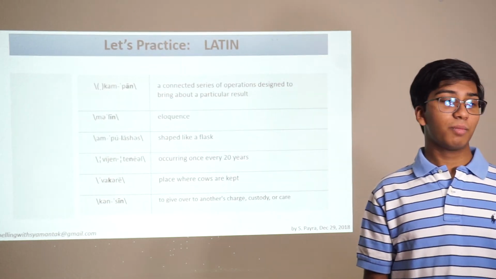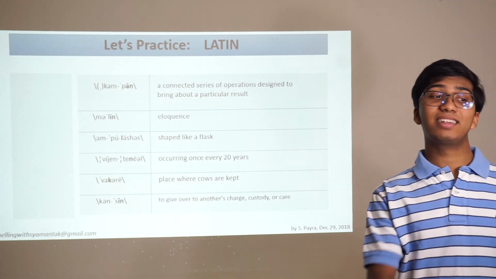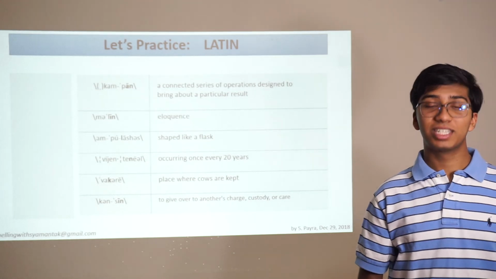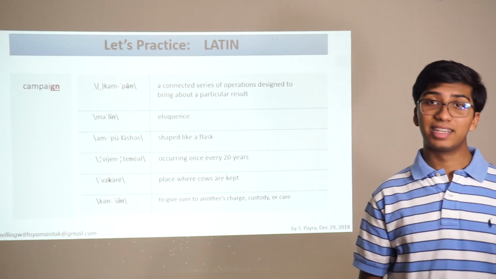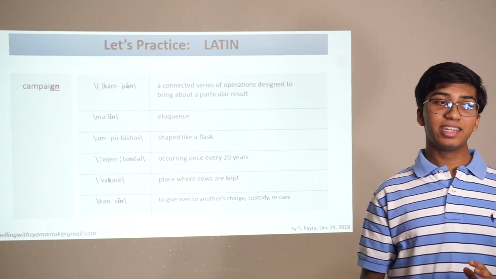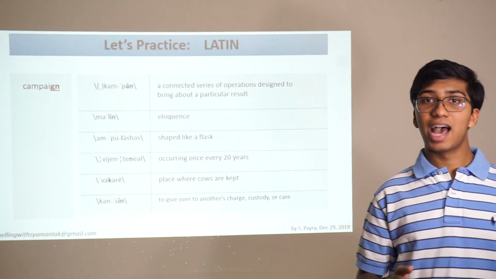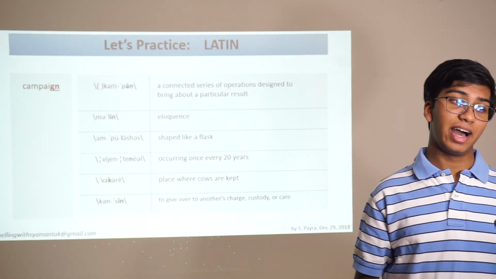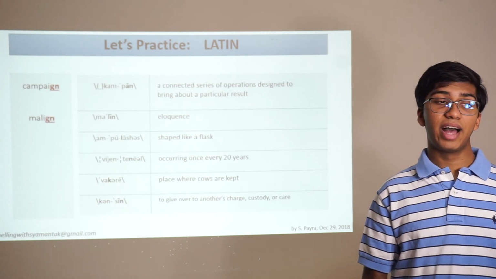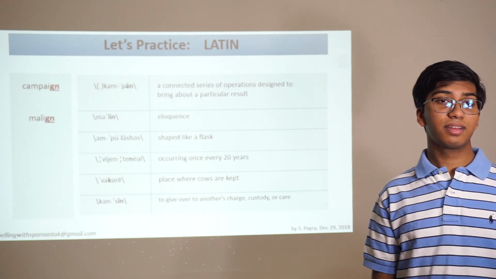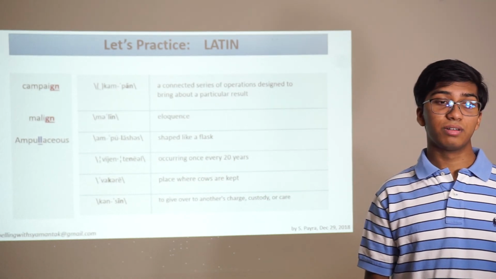And here's some more practice for you. Campaign. A connected series of operations designed to bring about a particular result. It's spelled like this. This is slightly different. That one has a GN, but the A sound is going to have an A, and in this case an I. Ampullaceous, shaped like a flask. That one has two L's for the L sound.